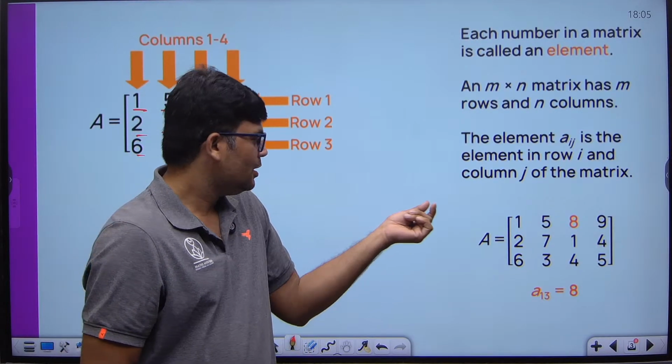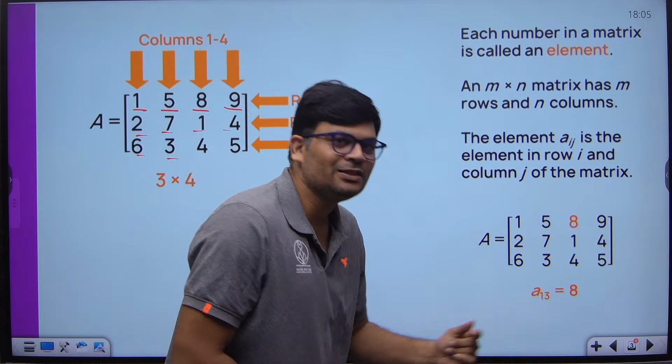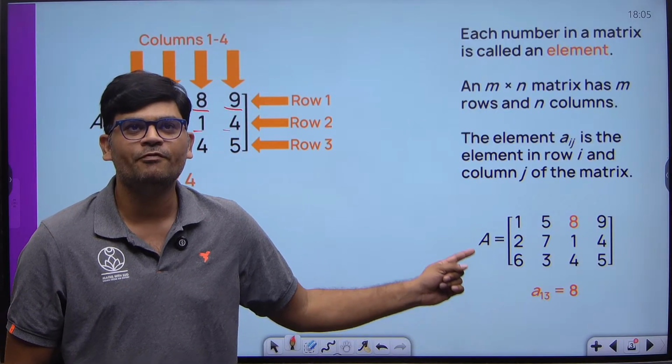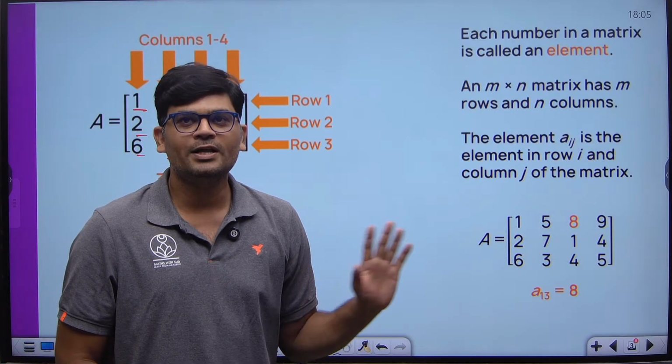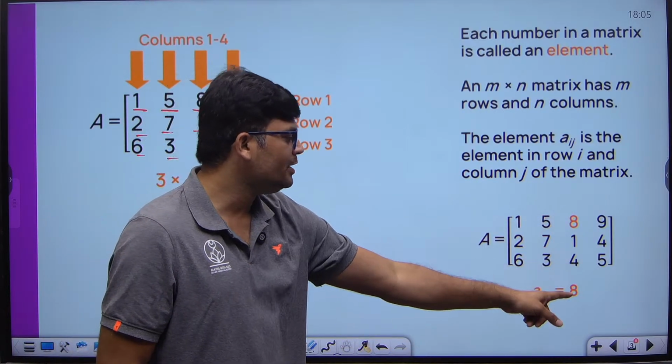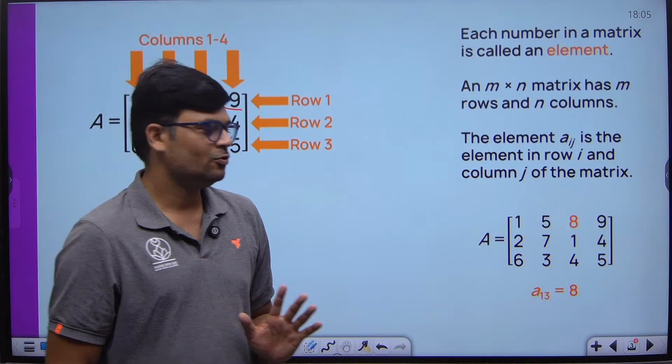Alright. If somebody asks you what is A13, that means they are asking what is the element of the first row, third column, and here it is 8. Good one.